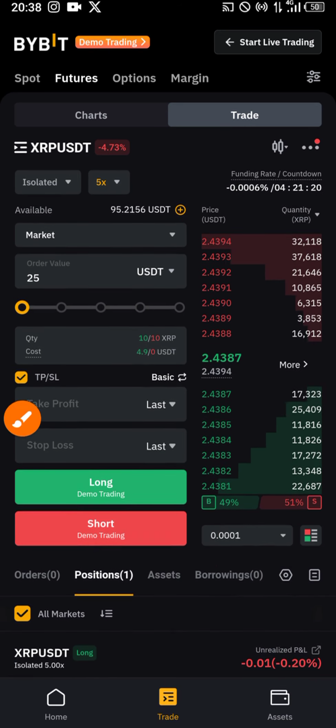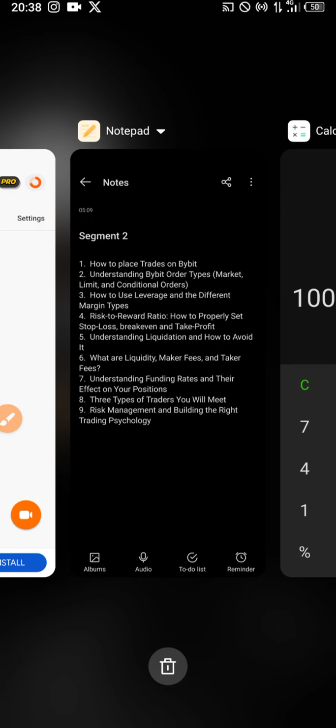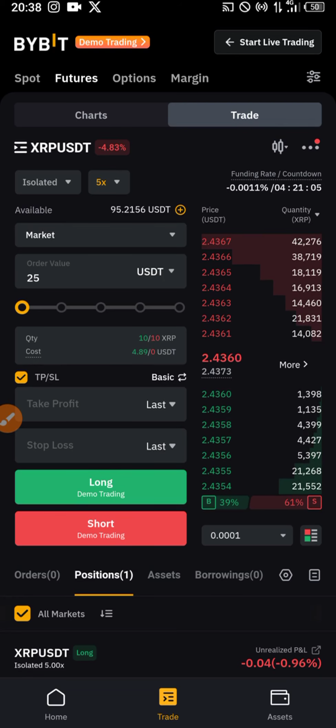So another one on the list. Let me check. I talked about funding rate. Okay, three types of traders you meet. In trading, firstly we have the people that gamble, the gamblers. These people have no strategy. They just vibe. Usually lose a lot, you understand? That's the first type of trader.